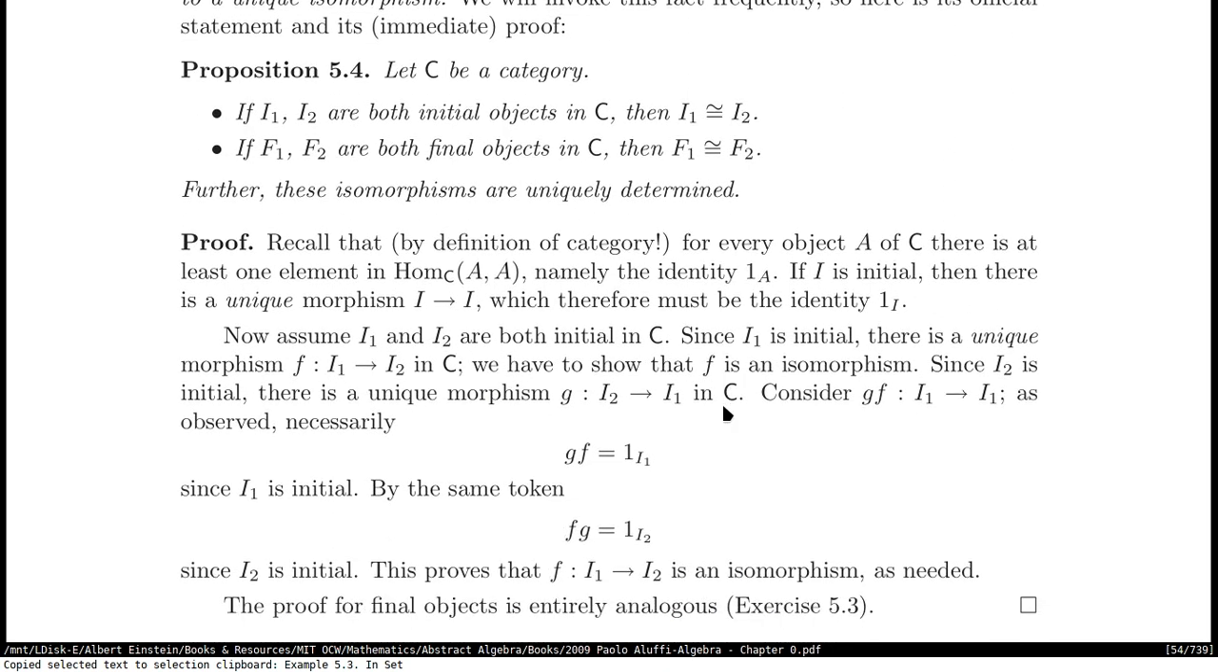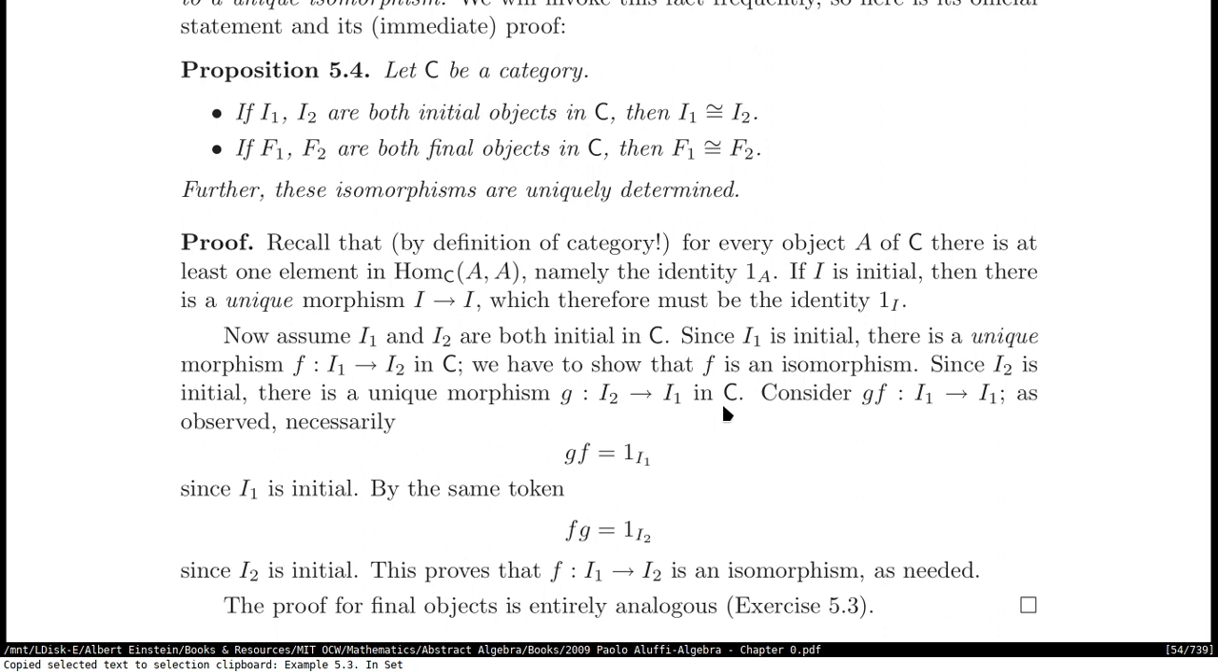Okay, so the proof goes something like this. Recall by definition of the category that for every object A of C, there is at least one element in the set of endomorphisms. This is the identity. Now, if I is the initial object, then there is a unique morphism from I to I, which has to be the identity, because the initial object demands only one morphism from itself to any other object. If you have that to itself, then it has to be the identity.